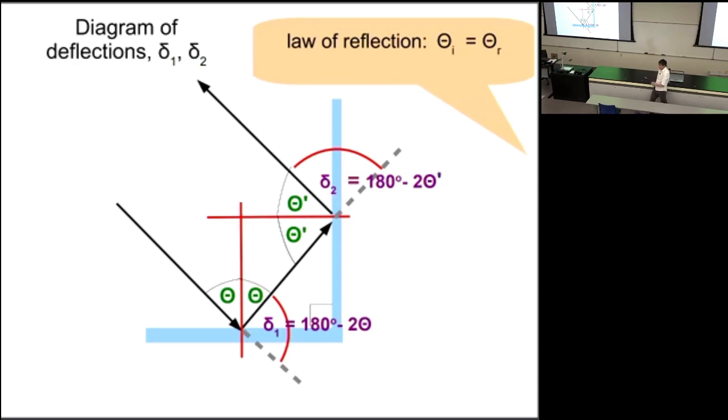Now, these two deflections are in general different, right? Because the angle that you strike the bottom, the horizontal mirror, and the angle that you strike the vertical mirror are generally different. And so they're different deflections. But we're going to discover that if you add up these two different deflections, they actually turn out to always add up to the 180 degrees. So let's see how that works.